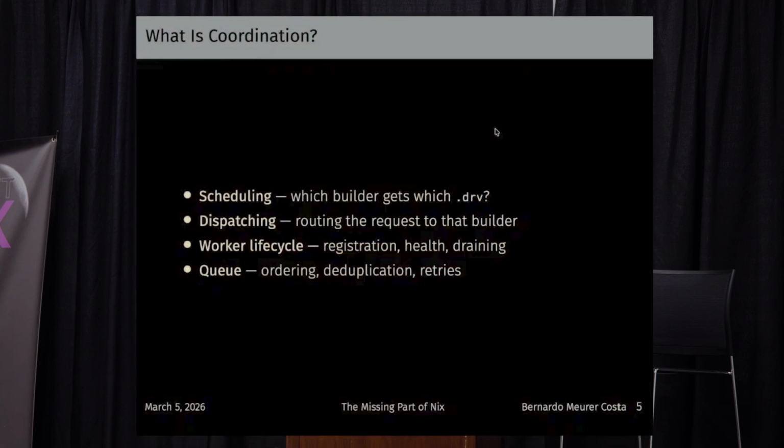What is coordination? It's composed of a couple of different parts. First is scheduling: who is going to build what, who's actually going to be doing the building? Dispatching, which is just routing the requests to each builder. Lifecycle management: workers do go down, they run out of memory, they will have random health issues, and you have to scale them up and down. And queuing, ordering, deduplication, retries, spurious builds.